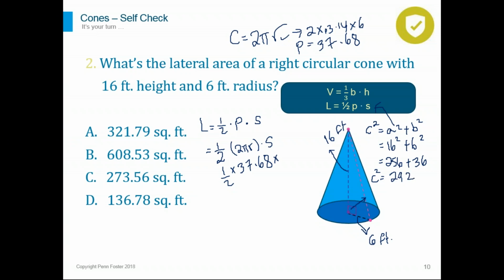Since we need the slant height or the hypotenuse, we need to take the square root of both sides to arrive at c. And c equals, of course, you're going to use a calculator to find the square root of this value, which is going to be 17.08 feet. So that will replace the s in our formula, 17.08. Multiply all these values together, and that will give you the lateral area of the given cone, which is 321.79 squared feet. And that is answer A.